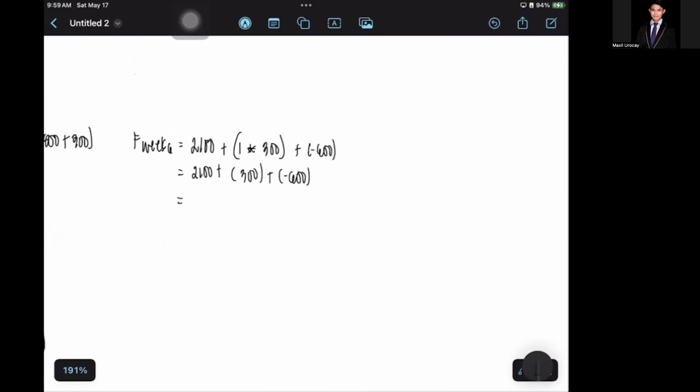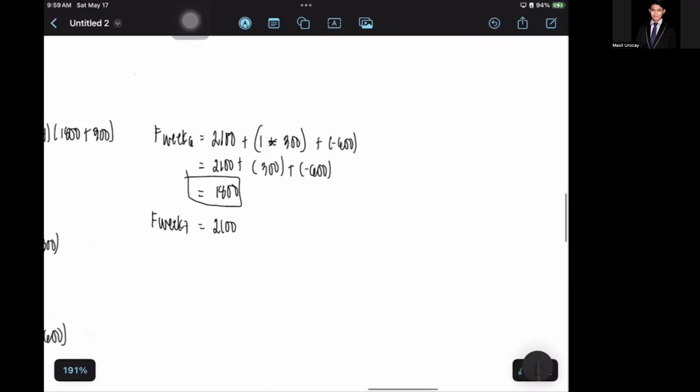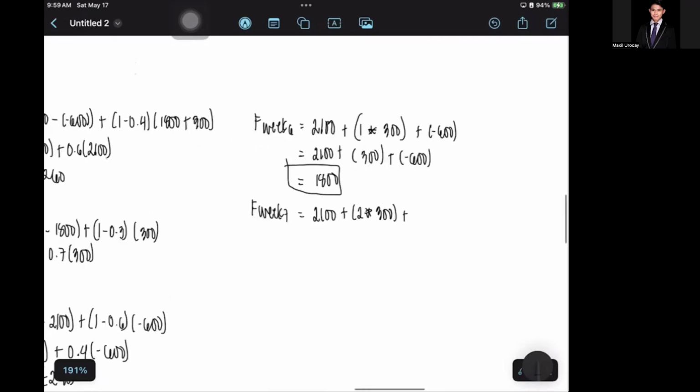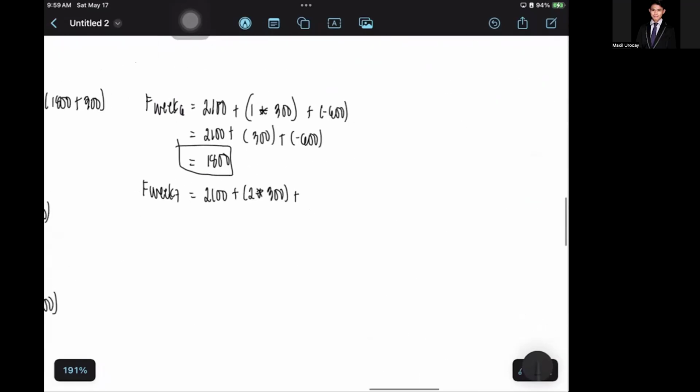We can just calculate that automatically right now. 2,100 plus 300 plus negative 600. So it will become 1,800 for week 6. Then week 7. It is 2,100, the same data for the level and the same data for the trend. So that is 2 times 300 and plus the initialized seasonality of week 2. That is negative 300.